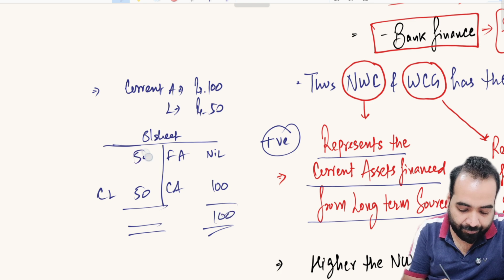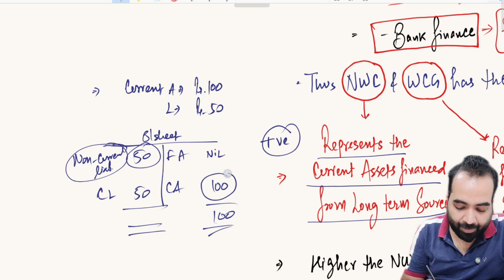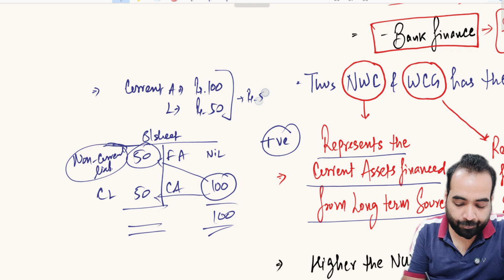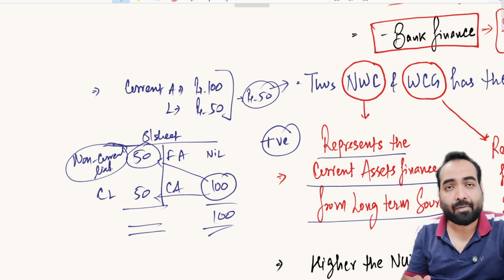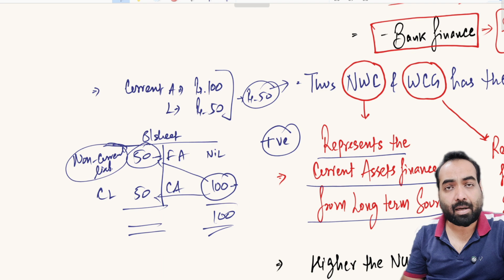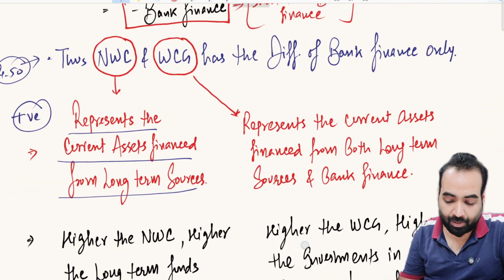So that means the 50 rupees here would be non-current liabilities, that is long-term liabilities. That means these 100 rupees are financed, 50 rupees from long-term liabilities and 50 rupees from current liabilities. So NWC here is rupees 50. That means these 50 rupees represent the long-term funds used to finance the current assets. This is the basic meaning of positive NWC, right?